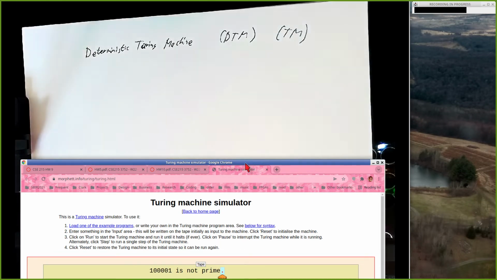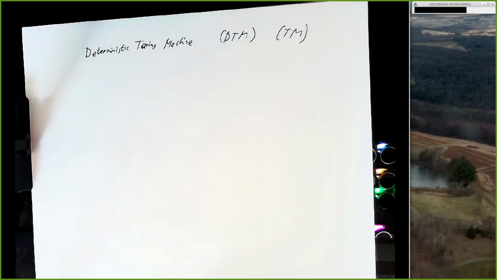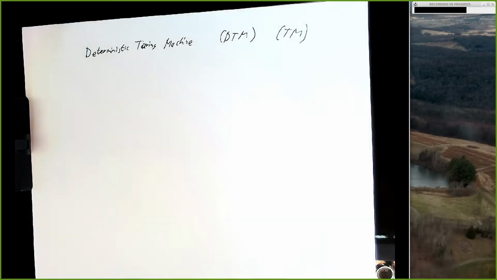Hey, it found 33 is not prime. 3,400 steps. All right, so this is a deterministic, or kind of a plain old Turing machine.